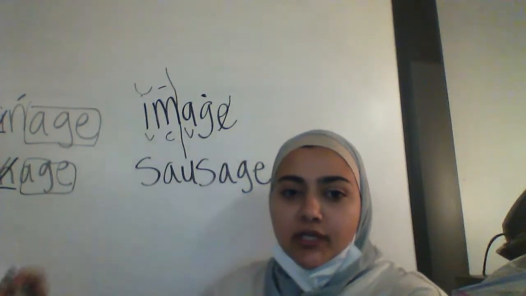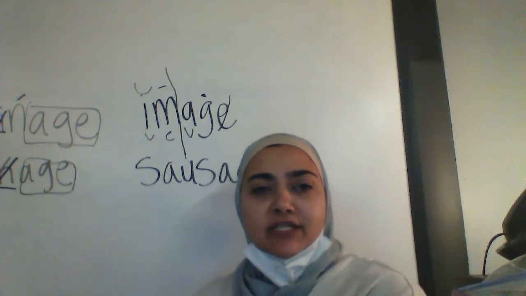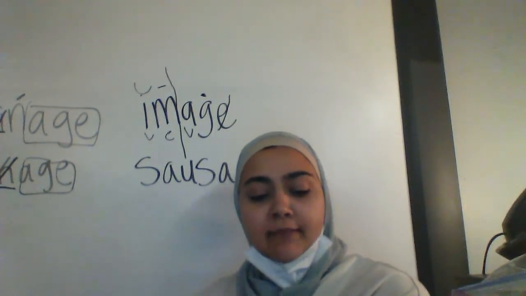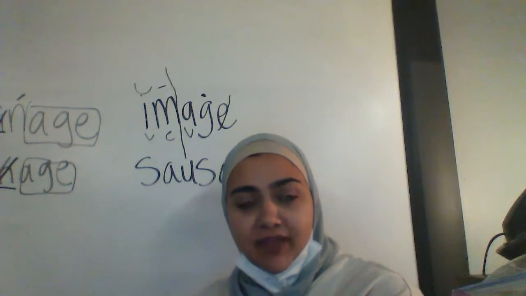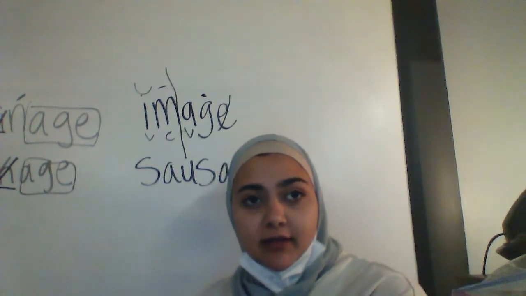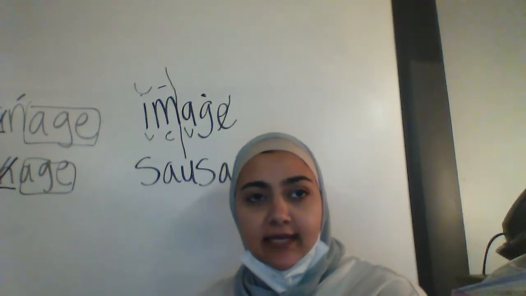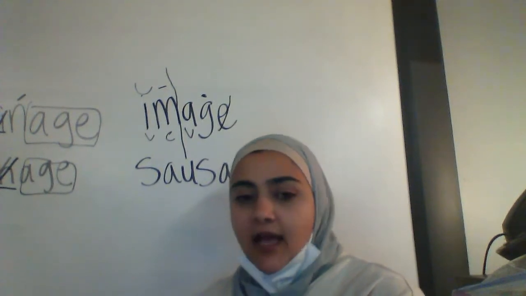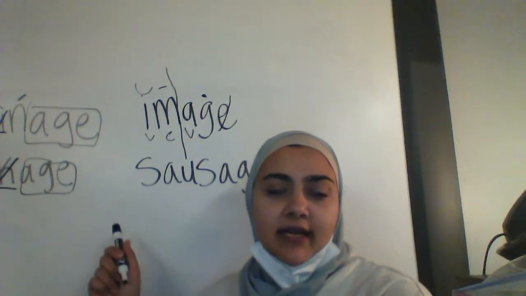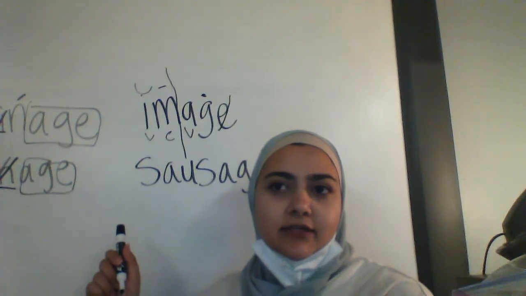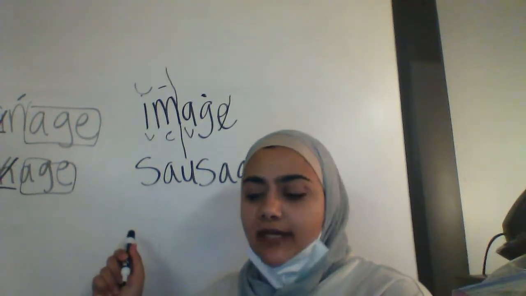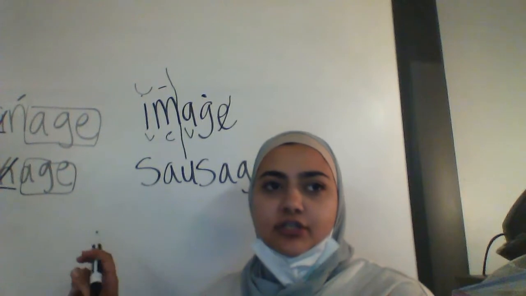Okay. Image. I can use the word image in a sentence by saying, oh, the image you sent me. Image is like a picture. The image you sent me is blurry. That means the picture you sent is blurry. I can't read it. I can't see it. Image. Sausage is like a hot dog. Kind of. I mean, it looks like a hot dog. It tastes a little differently. So, sausage. Who can help me with sausage?